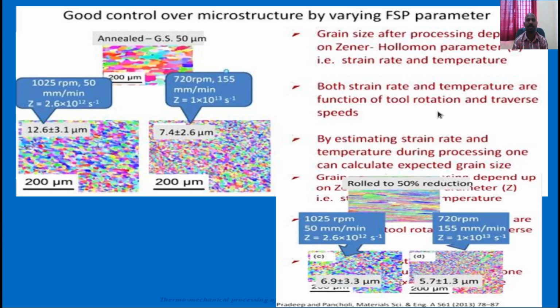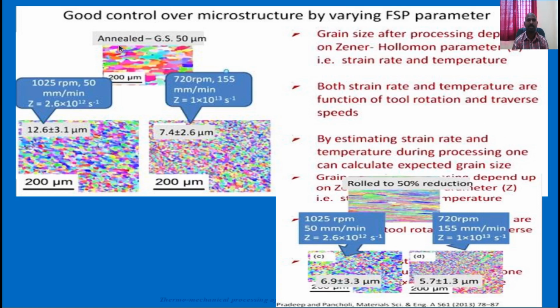It depends on rotation speed and traveling speed. What is the strain and strain rate? It discusses, or it concludes, a point. In other words, it has a relation with the grain size. By estimating this particular strain rate and temperature, and optimizing the friction stir processing, you can expect what grain size you are going to achieve.